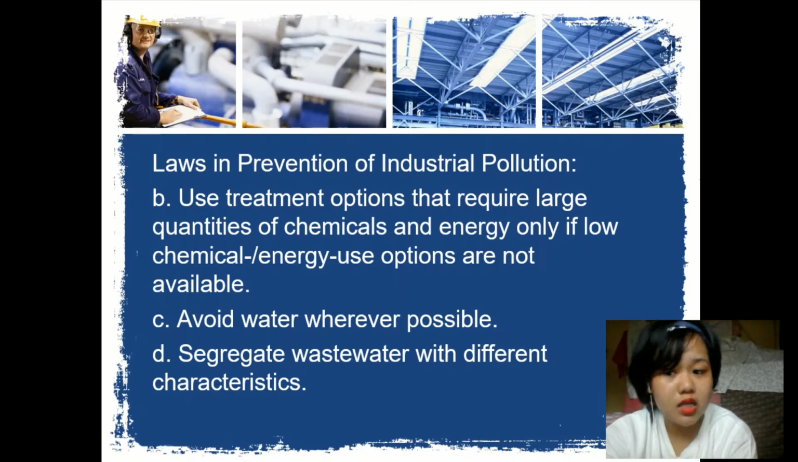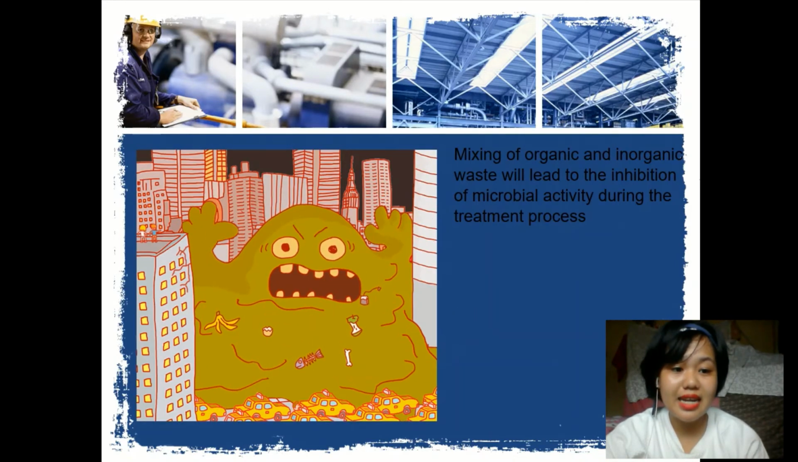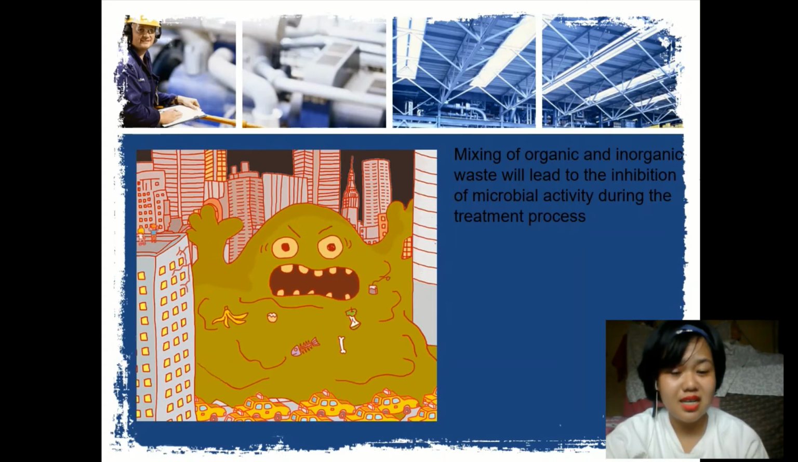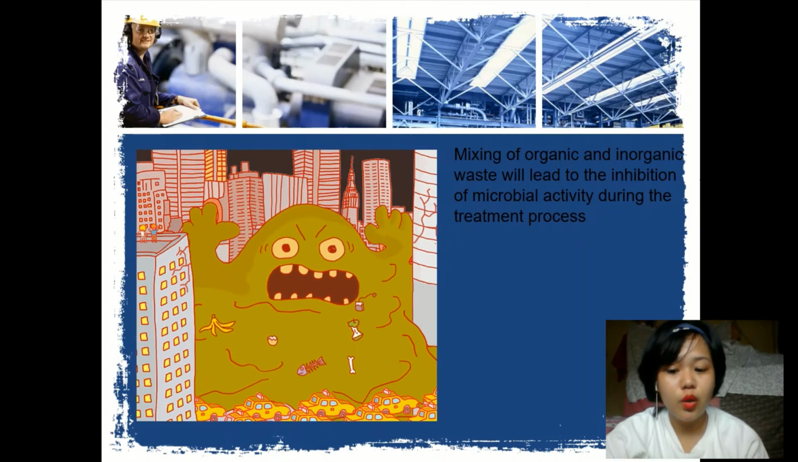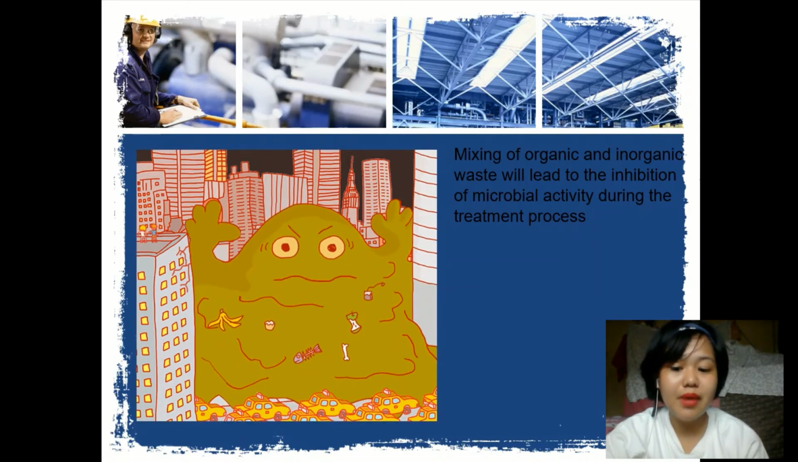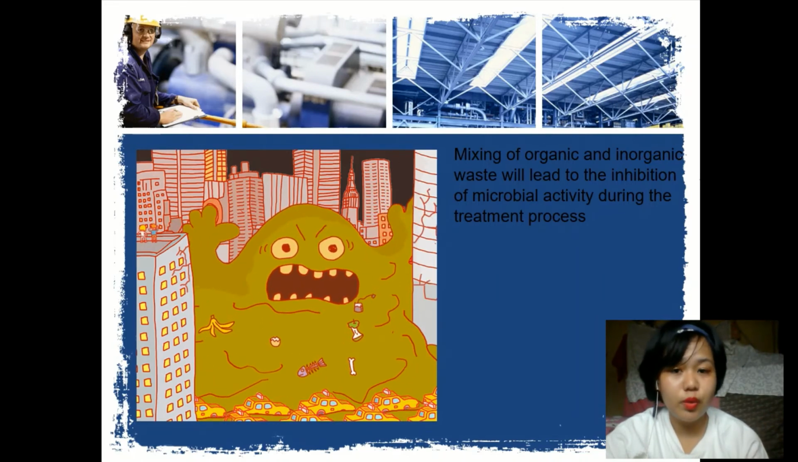Now, the fourth one is the segregation of wastewater with different characteristics. Different processes from industry are likely to have different characteristics and consequently, they have different significance during water treatment. For example, mixing of organic and inorganic waste will lead to the inhibition of microbial activity during the treatment process. Similarly, mixing hot water like boiler blowdown with wastewater streams at ambient temperature may kill microbes in the treatment plant, which may affect the performance of the effluent treatment plant.